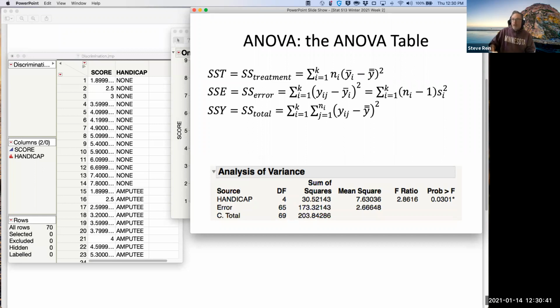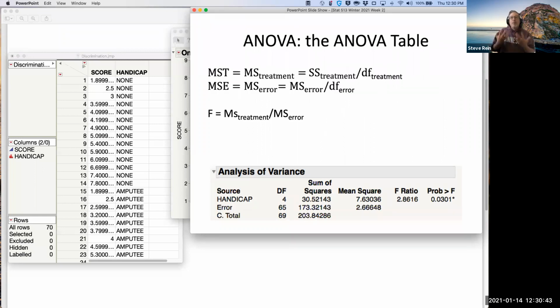Okay, next slide. Again, we're moving towards our ultimate F ratio. Next step is this third column over. It's a mean square, and it's literally take the sum of squares, divide through by the corresponding degrees of freedom. 30.5 over 4 is about 7.5. Well, a little bit more than that, 7.63.